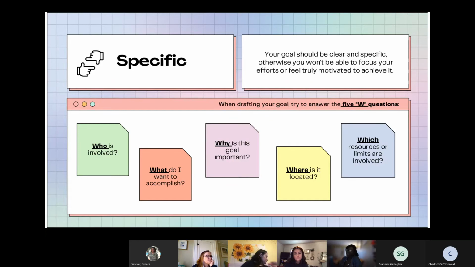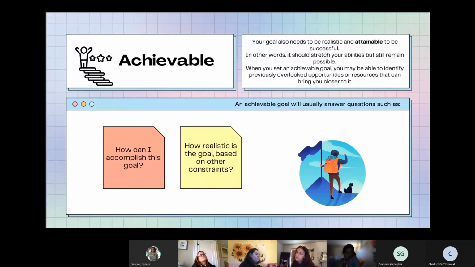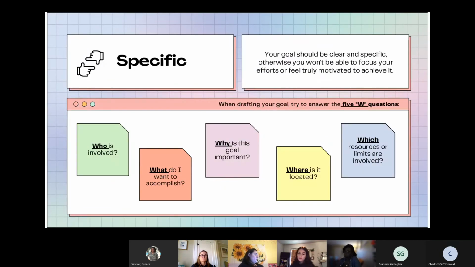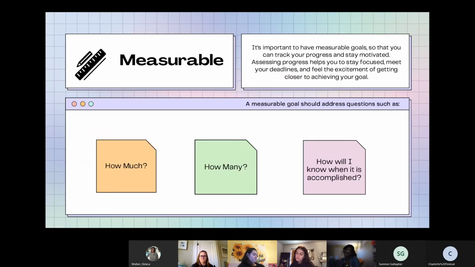Specifically, I will accomplish this by saving $270 per month. This is an important goal to me because I really value saving. I keep a spreadsheet of my finances, so that's where this goal will be located. And I plan to utilize one of my Excel spreadsheets, but also my friends to remind me to save money. So that's the specific and the measurable.